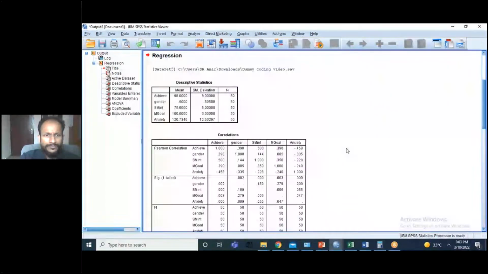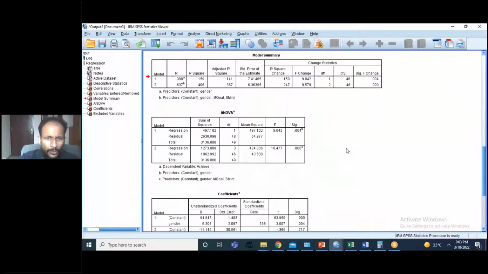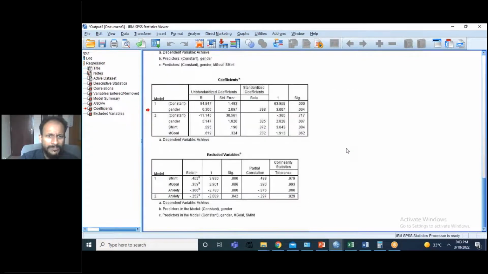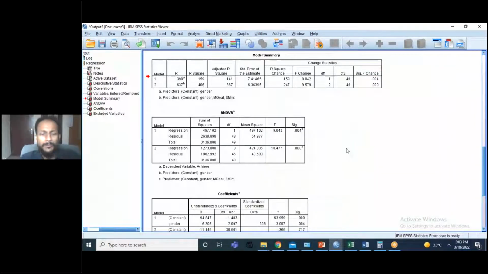Now, you can see here that I have got 2 models. Okay, why 2 models? Here, first it will consider the model by considering all the variables. Then it will consider the model by removing any one variable which is of least importance. Okay, that is the use of this backward.